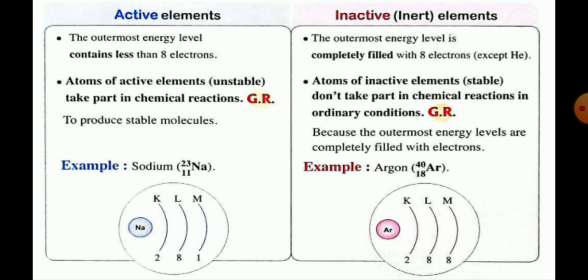The atoms of active elements are unstable, but inactive elements are stable. Give reason: active elements take part in chemical reactions to produce stable molecules, but inactive elements don't take part in chemical reactions under ordinary conditions, because the outermost energy level is completely filled with electrons. For example, active elements such as sodium Na and inactive elements such as argon Ar. Brilliant.